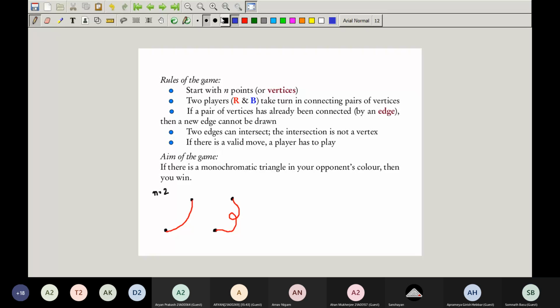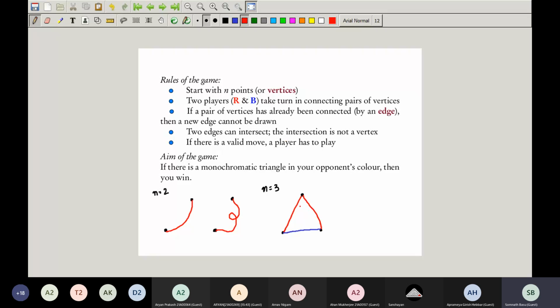Okay. So what about n equal to 3 then? What happens? So we have 3 vertices, and the red player has to make a first move, and it doesn't matter. Let's say we make this choice, right? So what can the blue player do? The blue player cannot join these 2 vertices, so it basically has to do something like this. And it doesn't matter whether you choose this or this, they're symmetric. And then the red player has only one choice left, which is this. And that's it. Every game looks like this.